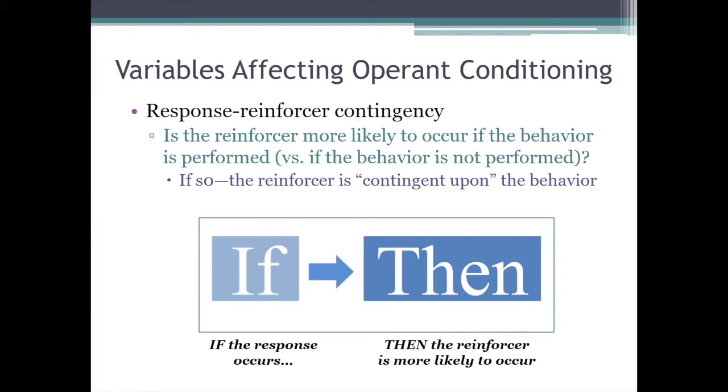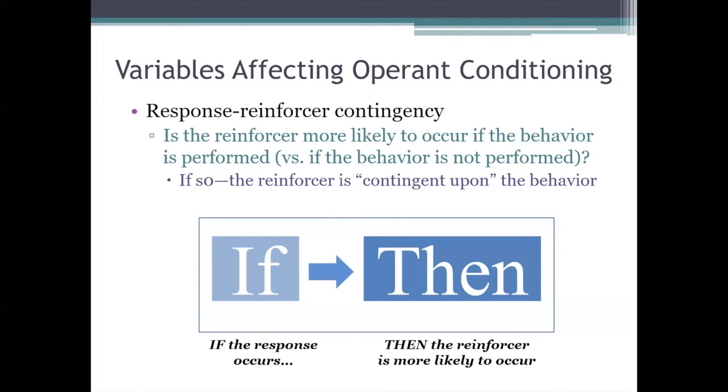Okay? So it could be that if the behavior occurs, then the reinforcer occurs. And if the behavior doesn't occur, then the reinforcer doesn't occur. That could be the contingency, but it doesn't have to be. That's just one way that the reinforcer could be contingent on the behavior.